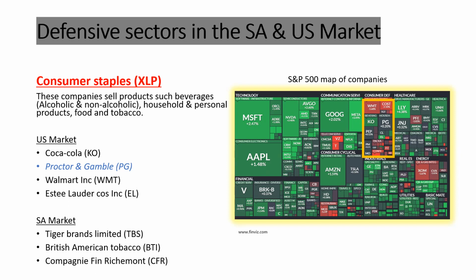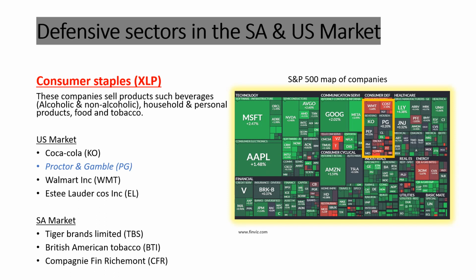In the US market, we have examples like Coca-Cola, Procter & Gamble, Walmart, Estée Lauder. In South Africa, we have Tiger Brands, British American Tobacco, Richmond, to name but a few of them. Now, these companies I've listed here, I have listed them as examples.